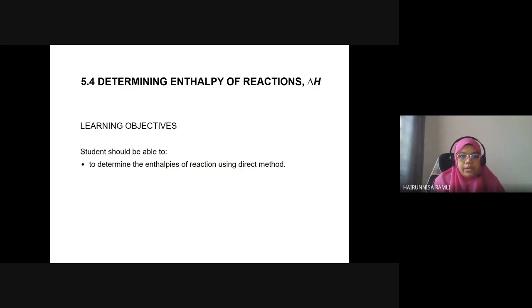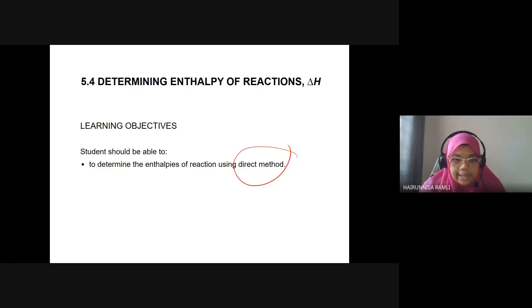Now we are moving to the new subtopic, 5.4, determining the enthalpy of reactions. Before this, normally for enthalpy of reaction we were specific: formation, combustion, neutralization. Those are easy, but limited. Formation is limited to formation only. Combustion is for combustion only, and limited to one mole: for formation, one mole of product; for combustion, one mole of reactant. But here we can determine the enthalpy of reaction for other reactions, and for 5.4 we are using the direct method.